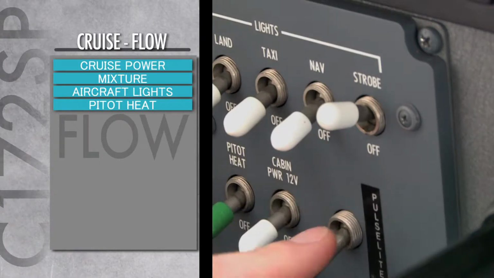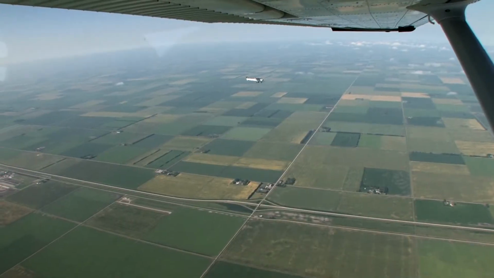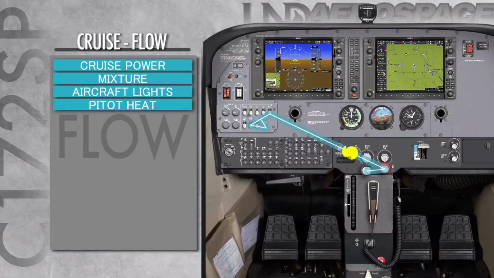Next, select pulse light off. If in-flight visibility is less than 5 statute miles or traffic congestion is high, the light will remain on. Once the remaining cruise flow items are complete, the checklist is verified.